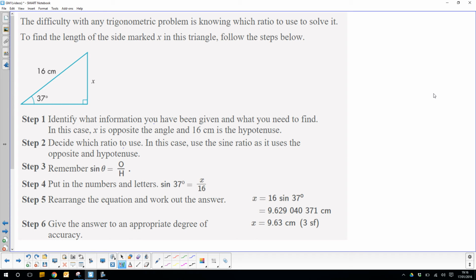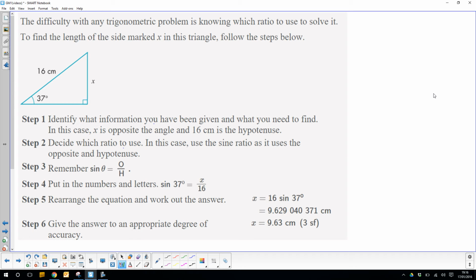Now I've lifted this straight out of your textbook. This is a step-by-step guide to how you can work out which of the trigonometric ratios you need to use. So let's just read through it. The difficulty with any trigonometric problem is knowing which ratio to use to solve it. To find the length of the side marked x in this triangle, follow the steps below.